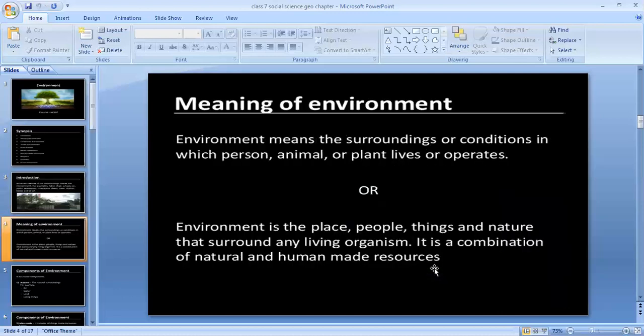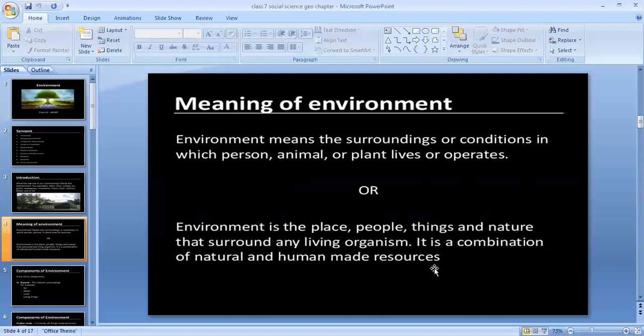Now you can understand the meaning of environment in a better way. Environment means the surroundings or conditions in which a person, animal or plant lives or operates. It means we are affected by these things and engaged with them to fulfill our needs, and whether directly or indirectly they affect our life.